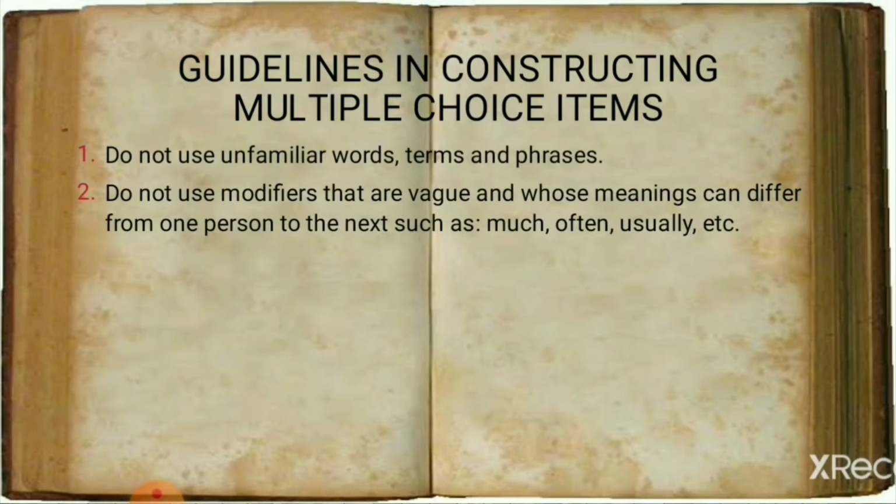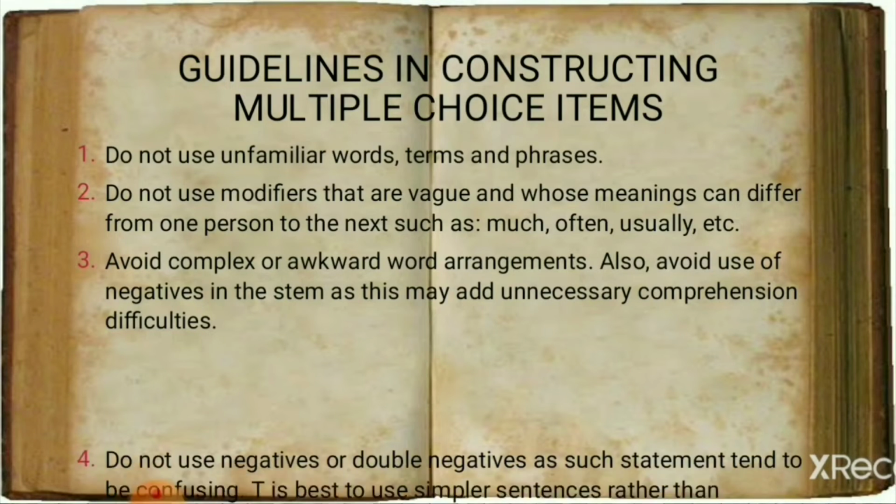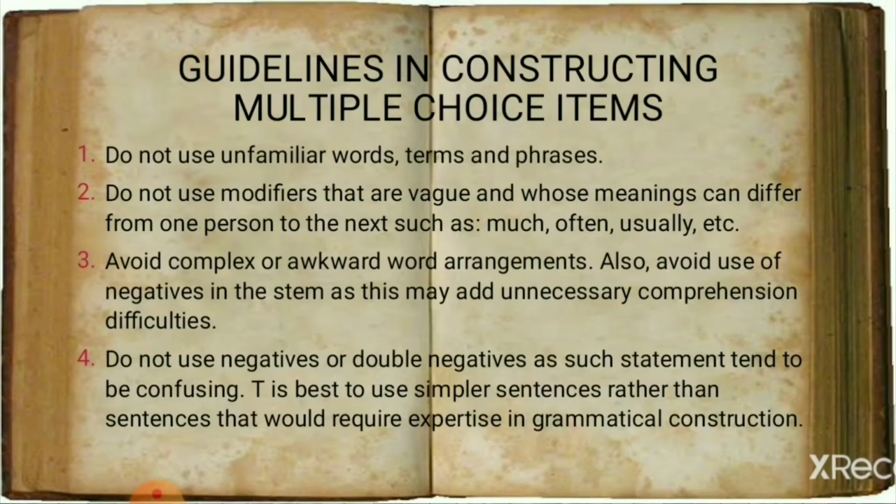Second, do not use modifiers that are vague and whose meaning can differ from one person to the next, such as much, often, usually, etc. Avoid complex or awkward words or arguments. Also avoid use of negatives in the stem, as this may add unnecessary comprehension difficulties. Do not use negative or double negative, as such statements tend to be confusing. It is best to use simpler sentences rather than sentences that require expertise in grammatical construction.